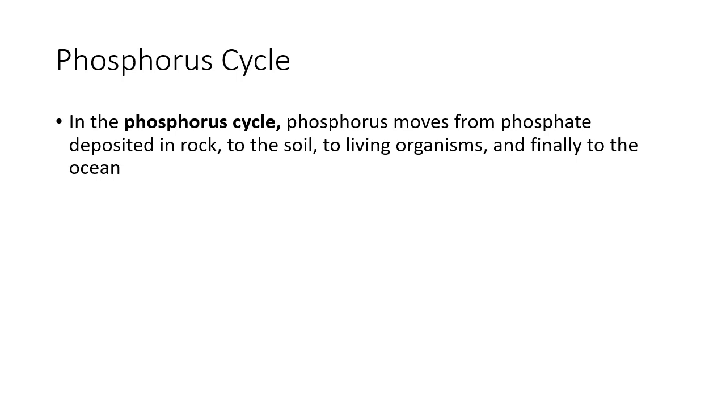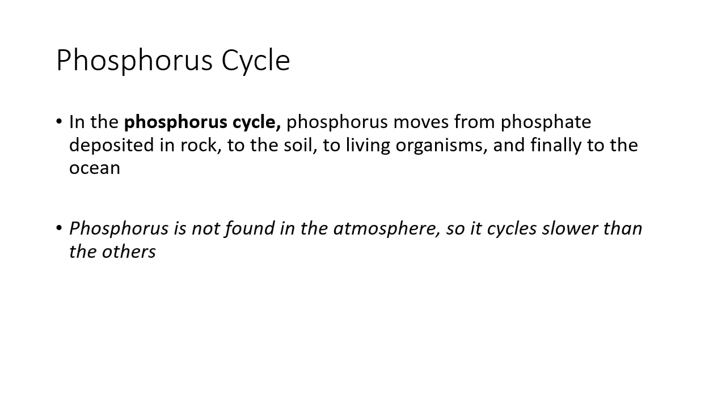So the phosphorus cycle is when phosphorus moves from phosphate deposited in rock to the soil, to living organisms, and finally to the ocean. This is not found in the atmosphere, so it cycles slower than the others.